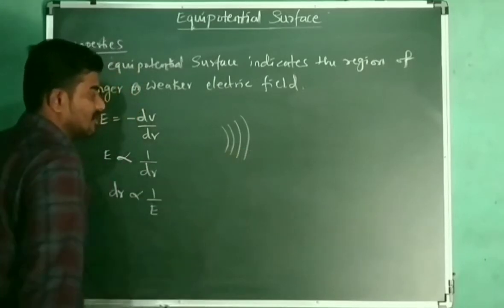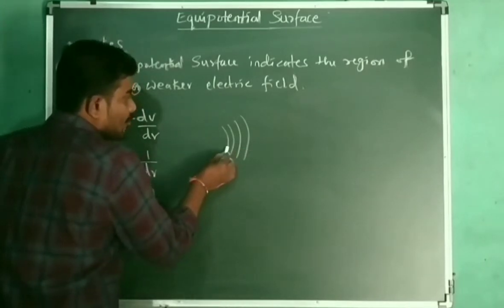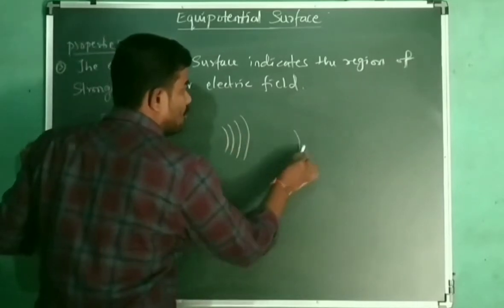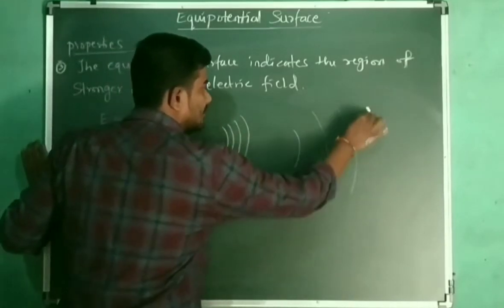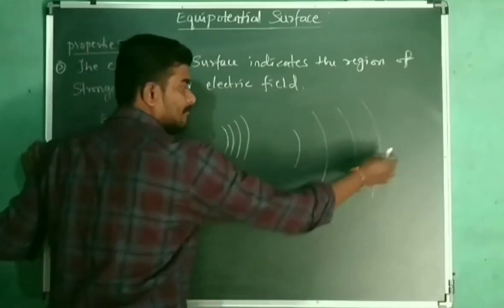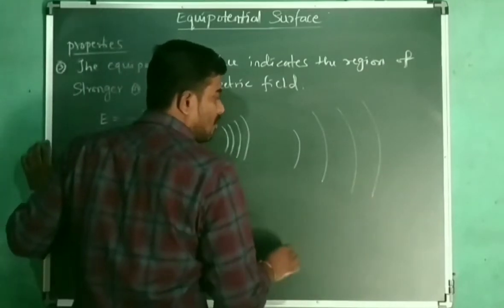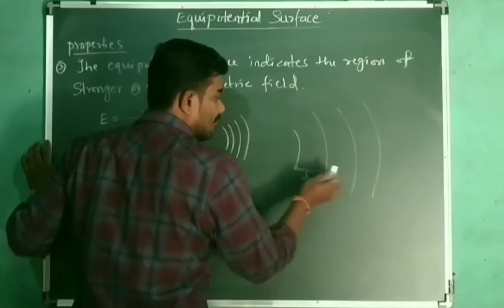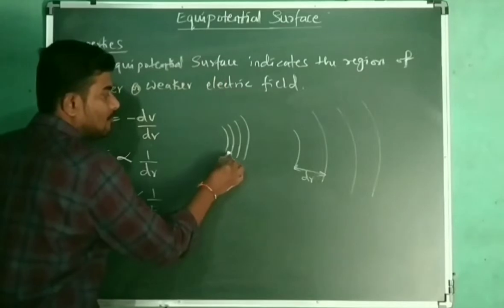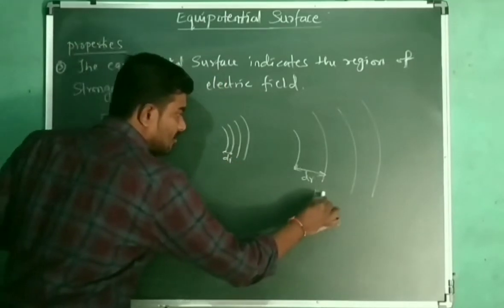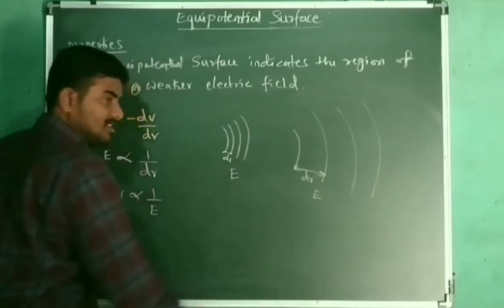For example, see, these are equipotential surfaces, and these equipotential surfaces are very close to each other. And I consider one more equipotential surface like this, and these equipotential surfaces are farther. This indicates what? The distance between these two is very large compared to these two. Its meaning is at this point electric field is weak, and at this point electric field is strong.